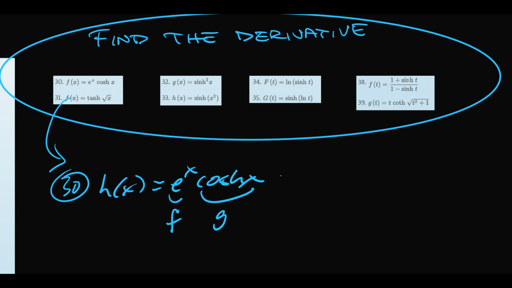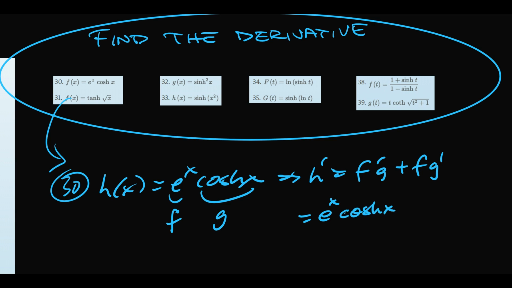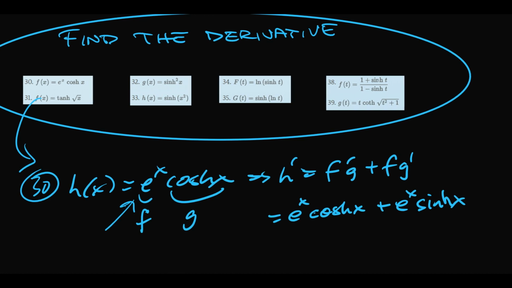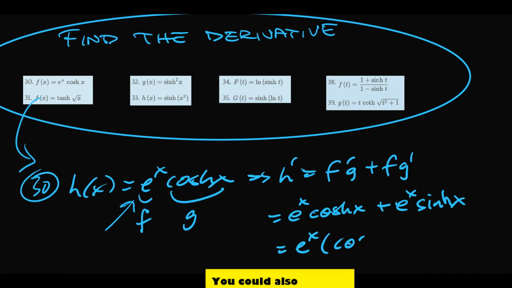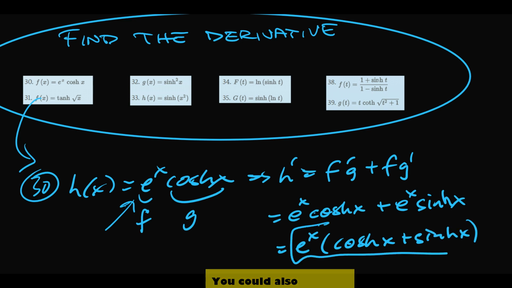So then h prime of x will be f prime g plus f g prime. And so we'll get e to the x hyperbolic cosine of x. This is f prime g, and then plus f, which is e to the x, times hyperbolic sine of x, because that's the derivative of hyperbolic cosine. And so we really can't do much else with this. Maybe you can pull out an e to the x, and then you're done with it. So that's your answer. I mean, it doesn't have to be hard. All right, so that's that.